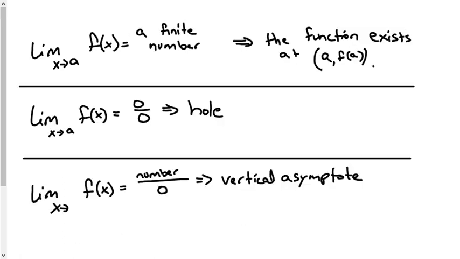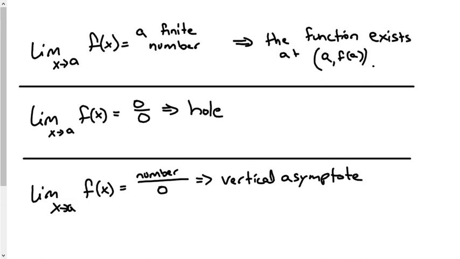So the main takeaway here, this is what we're looking at. If the limit as x approaches a, any number a, of f of x gives you some finite number, then the function exists at that point. Okay, the function exists there. Now, if your limit as x approaches a is 0 over 0, then that tells us we're going to get a hole. And if you get some number over 0, that's how you're going to get your vertical asymptote. So that's kind of the main crux of what we're working with here.